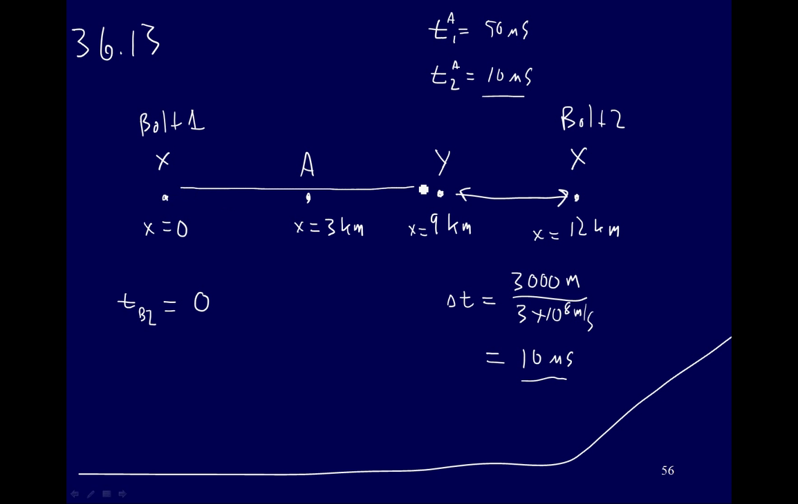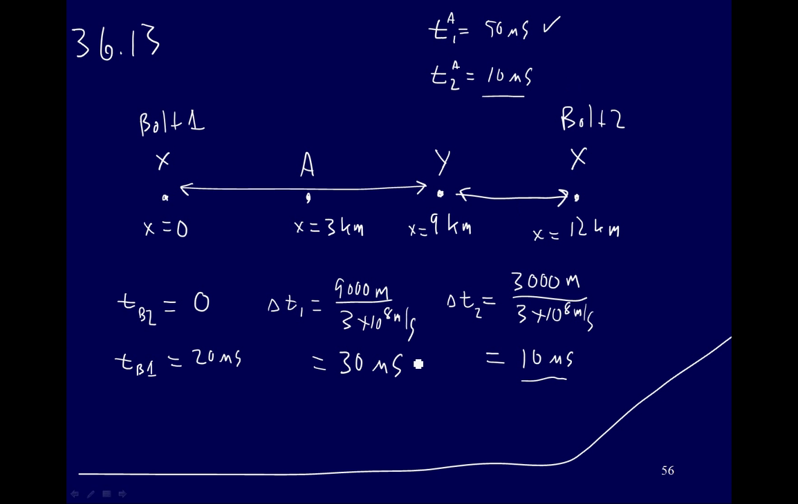Now if I look at the other one, the other bolt travels 9,000 meters. So that was for bolt 2, and this will be for bolt 1. For bolt 1, the distance is 9,000 meters. Again, we divide by the speed of light, and I get 30 microseconds. So it takes 30 microseconds to travel from where bolt 1 happened to me. That means on my wristwatch, the time that bolt 1 happened would have been 20 microseconds, because the total time for it to reach me was 50 and it takes 30 microseconds to travel.